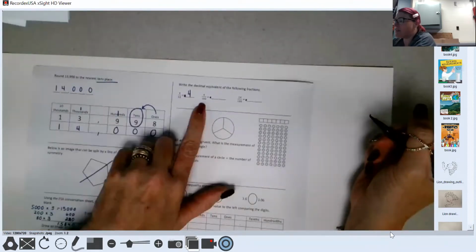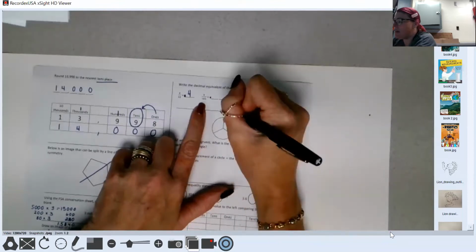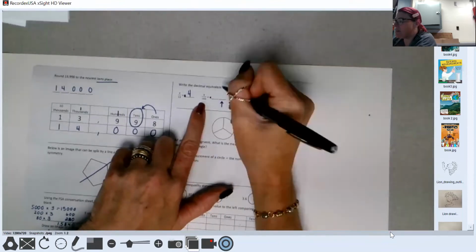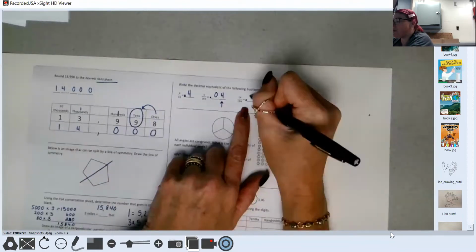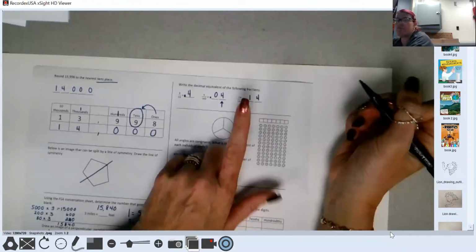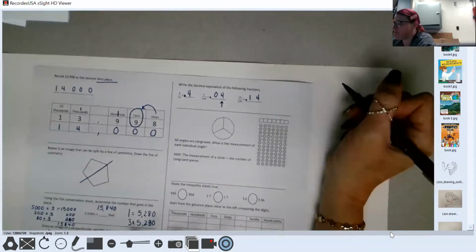This one, there's 2 place values. It's over 100, so I know I have to start in my hundredths. So that goes there, which means I have to put a 0 here. And then this one is 14. I have 2 place values, 2 numbers.